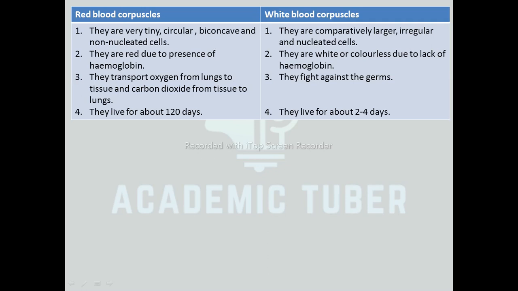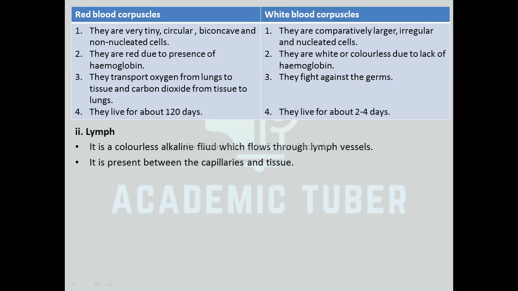Red blood cells are red due to the presence of hemoglobin, whereas white blood cells are white or colorless due to lack of hemoglobin. Red blood cells transfer oxygen from lungs to tissue and carbon dioxide from tissue to lungs, whereas white blood cells fight against germs. Red blood cells live for about 120 days, whereas white blood cells live for about 2 to 4 days.